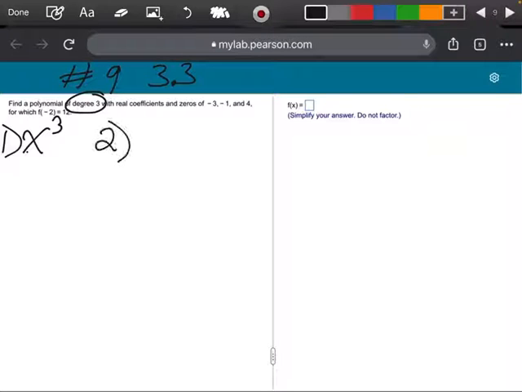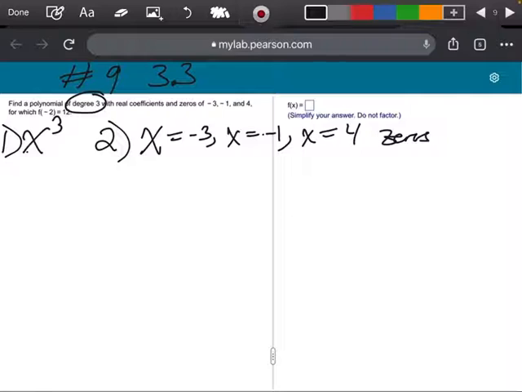Second thing, they're giving me the zeros. They're telling me that the zeros are x equals -3, x equals -1, and x is equal to 4. These are what we call the zeros of the function. Now that we have the zeros, we can then write out what we call the factors, okay?